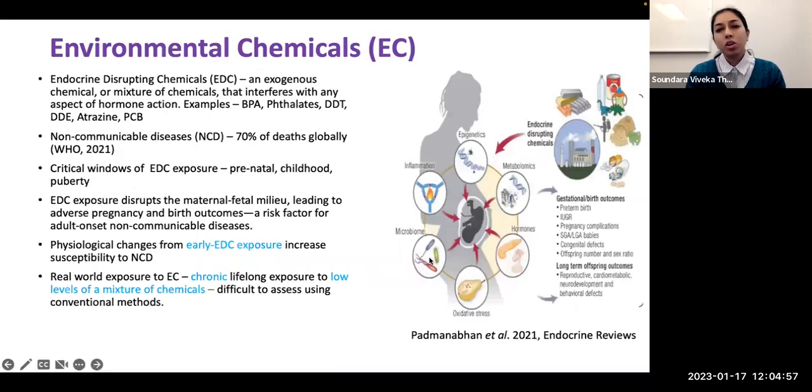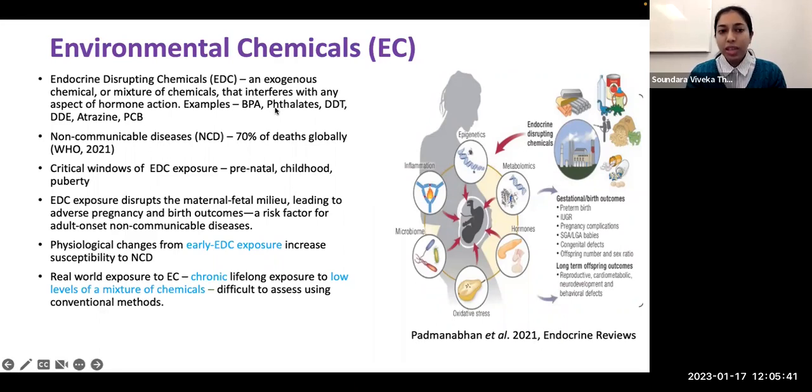So all of us are exposed to several environmental chemicals on a day-to-day basis. Many of these environmental chemicals are also categorized as endocrine disrupting chemicals, as they mimic endocrine hormones and bind to their receptors, resulting in disruption of various biological processes. Examples of endocrine disrupting chemicals include BPA, phthalates, DDT, DDE, atrazine, and PCB. We are exposed to these chemicals through contaminated food, through the plastic containers that we use, through personal care products, and other exposure routes.